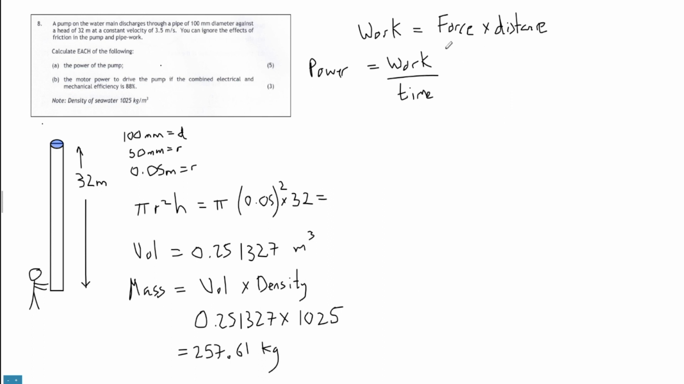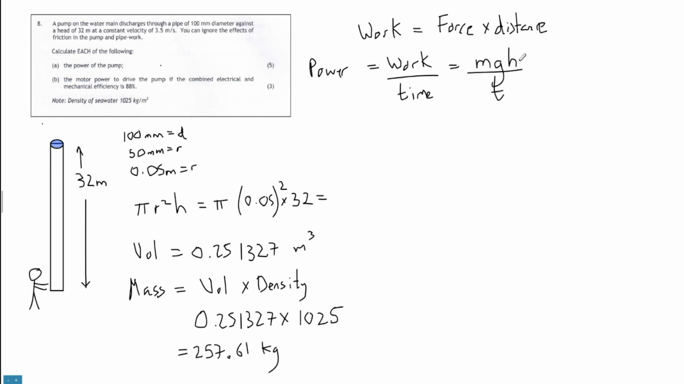So now we're getting somewhere. We can start putting this all together. We've got force times distance over time. The actual force that we need to apply to this thing is going to be the mass times gravity. The distance is actually going to be the height we're lifting this thing, divided by time. So now we've got our power equation, which is power is equal to mass times gravity times height divided by t.